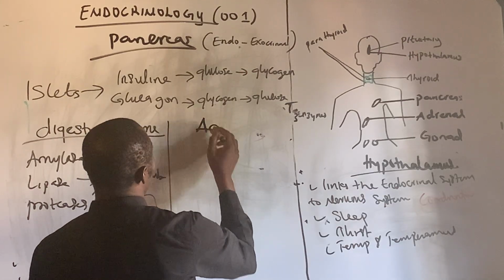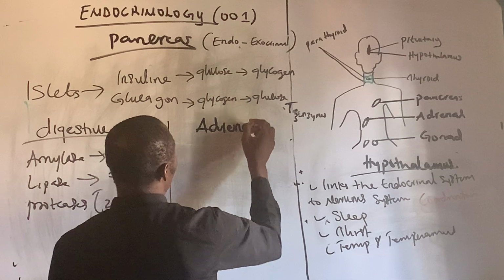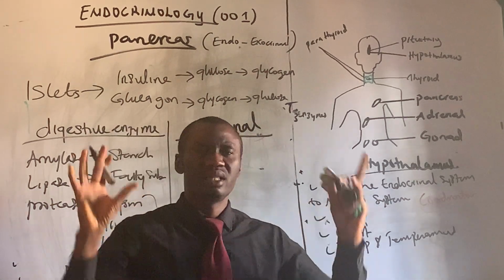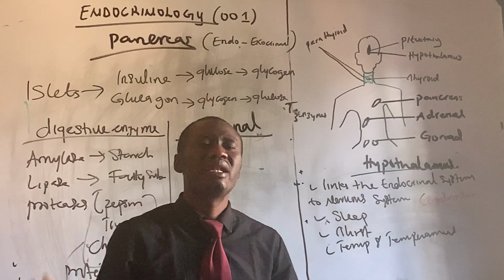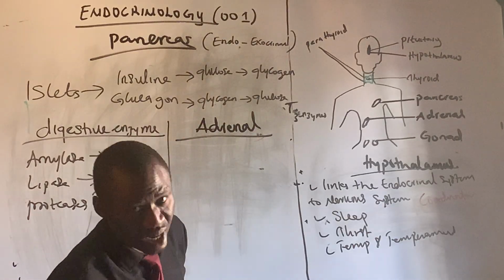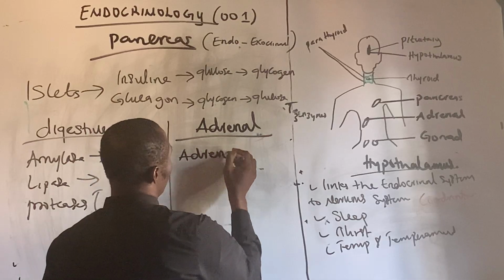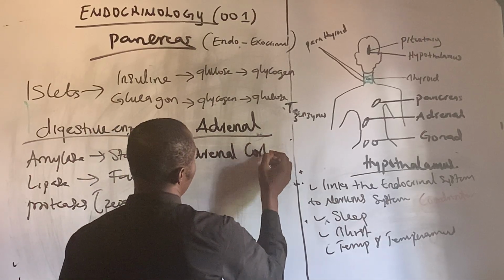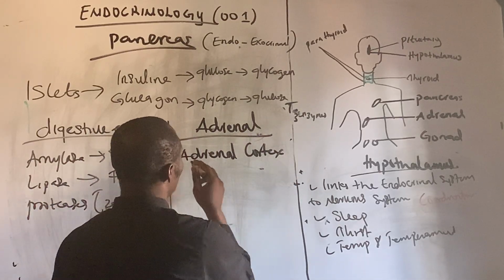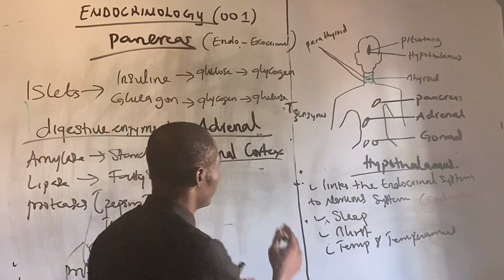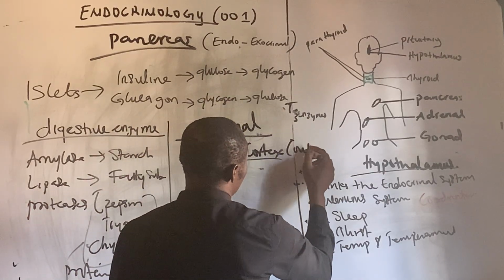All right, so we're going to go to the adrenal gland. What's happening here? The adrenal gland has two parts, the outer part and the inner part. The outer part is known as the adrenal cortex. So we have over here the adrenal cortex. Now, what's the function of the adrenal cortex? The adrenal cortex is the outer part, remember, outer part.